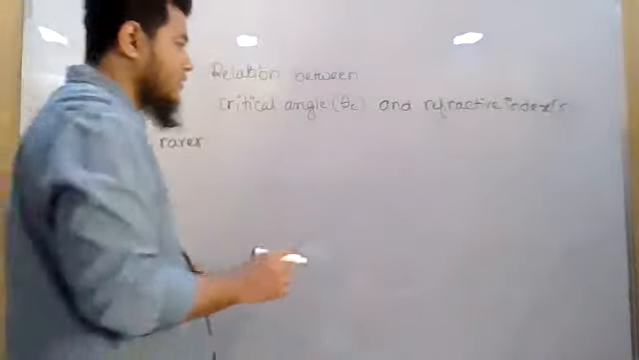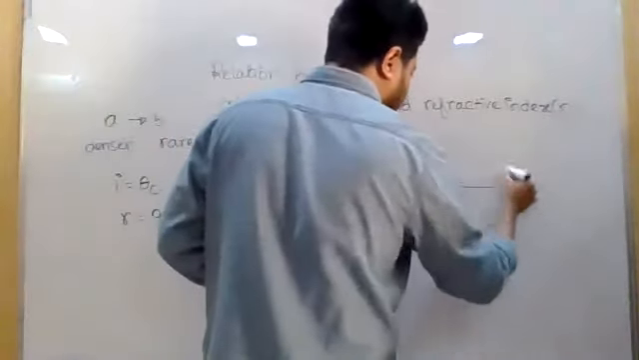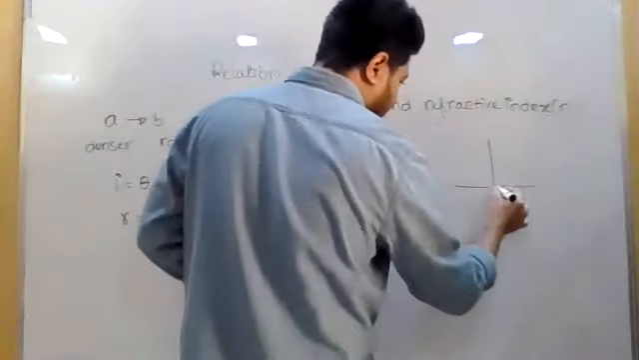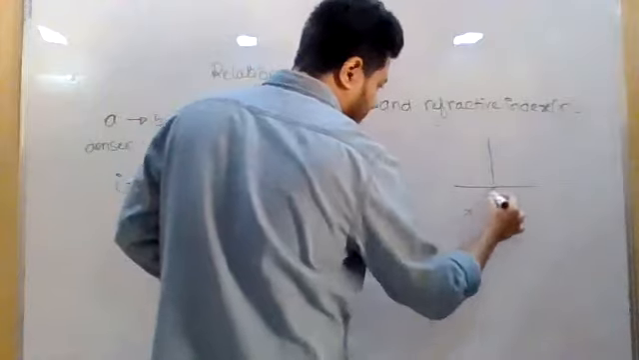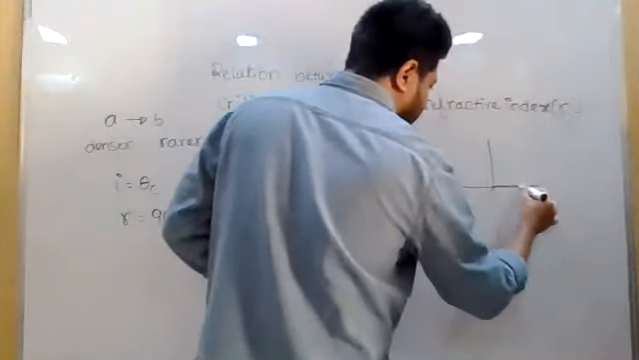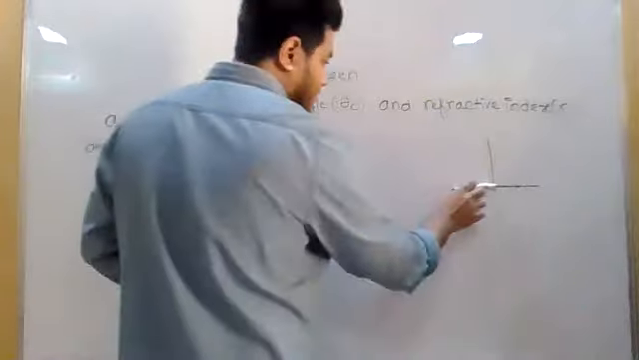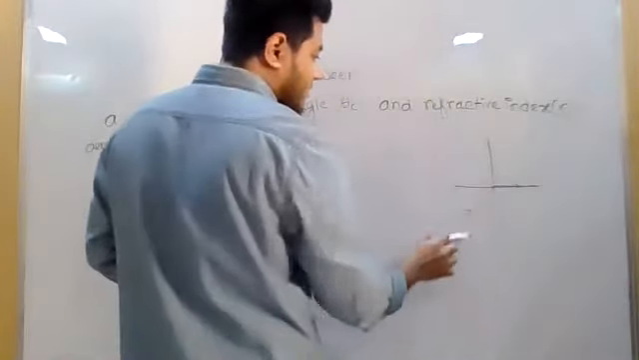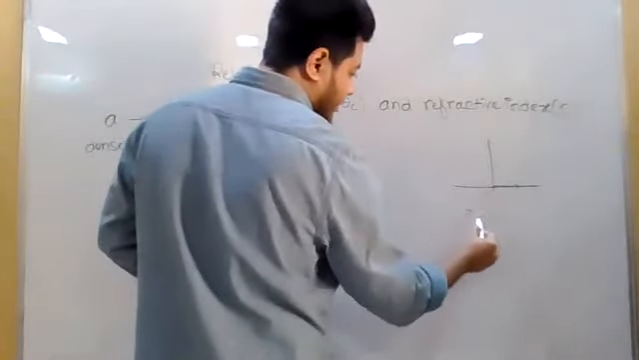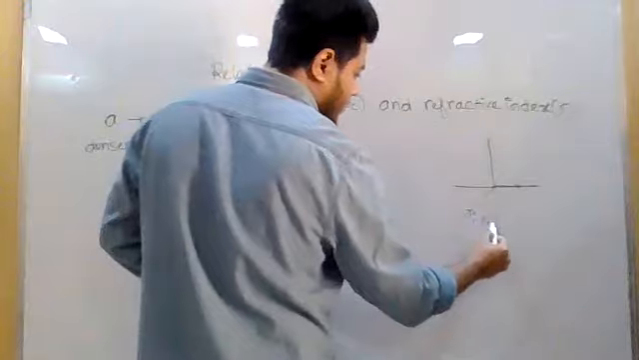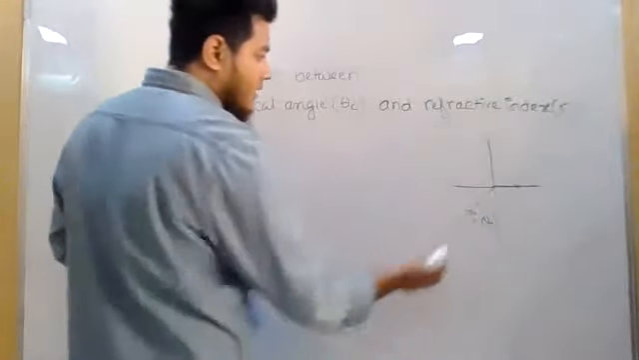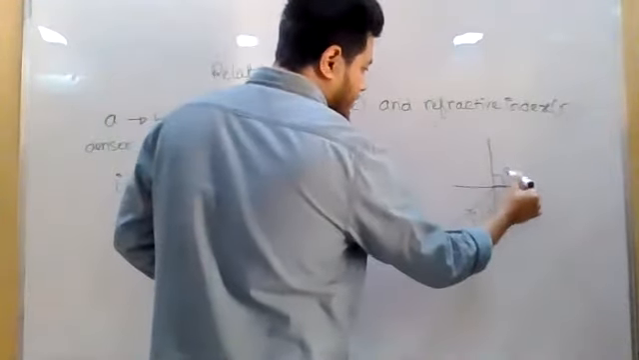Did you all forget? We studied critical angle in the last class. When the light ray passes through the surface of separation, that time the value of the incident angle is called critical angle, and the refraction angle for that is 90 degree.